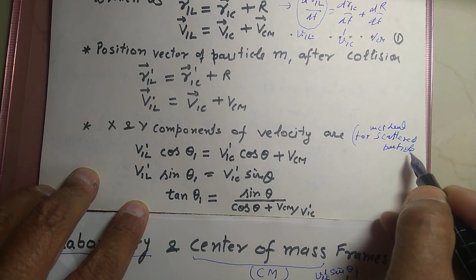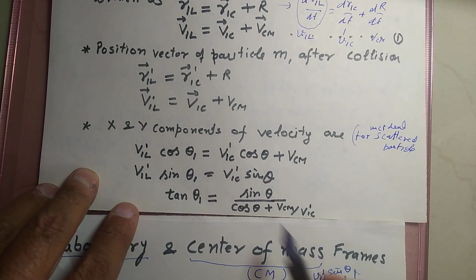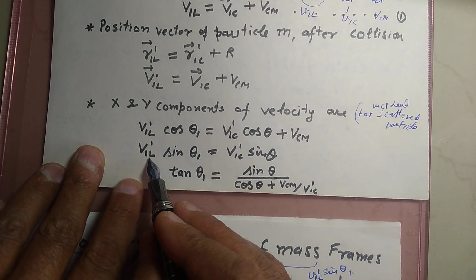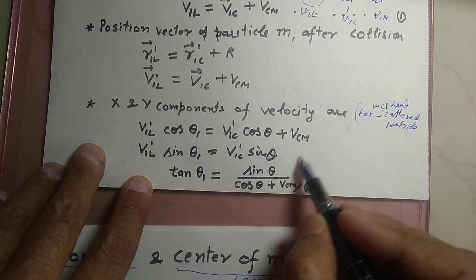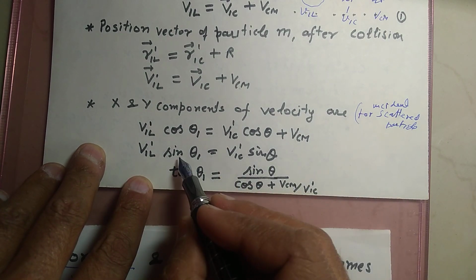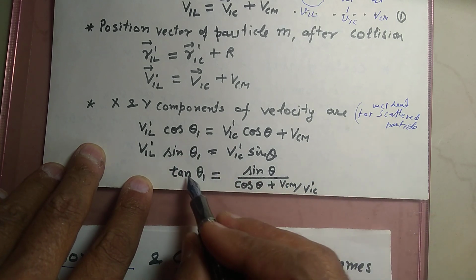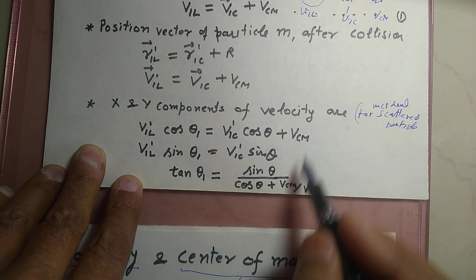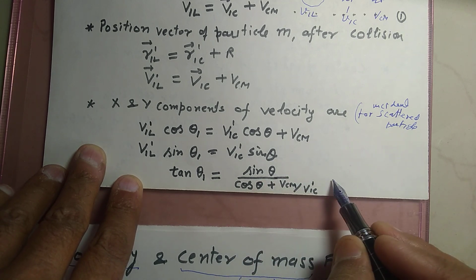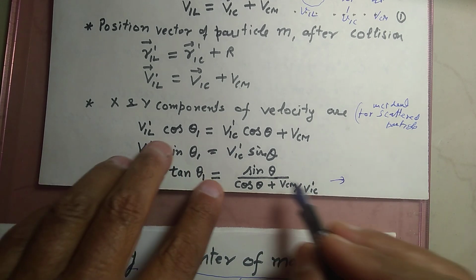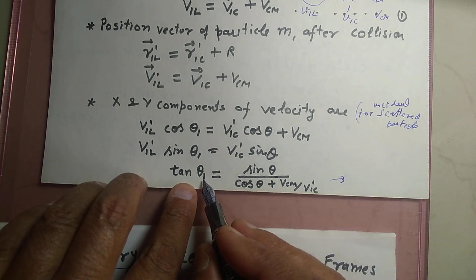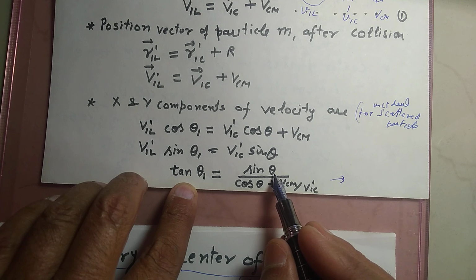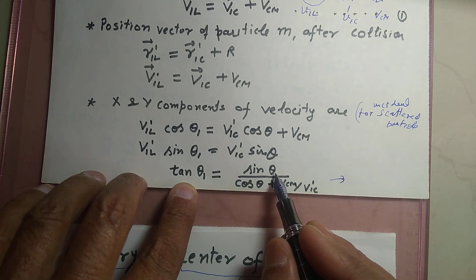After the collision we can write these components, and from this we get v1l. Now if we divide one equation by the other, we get tan theta 1. These terms get cancelled and we get this expression, in which sin theta connects theta 1 in the lab frame and theta, the angle in the center of mass frame.